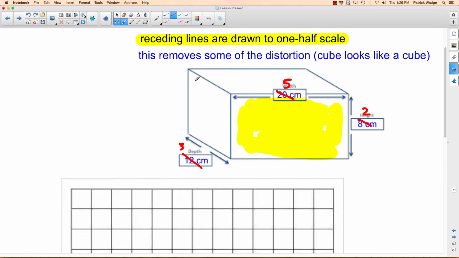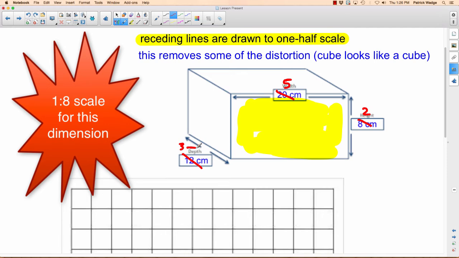But here's the thing. Look at that highlighted part up here. The receding lines, that's a receding line going backwards, are drawn to 1/2 scale. So you're actually going to make it half as much. Rather than being 3, it's actually going to go back 1.5. 1.5 is actually how much that will go by. This is the key difference between Cavalier and cabinet.